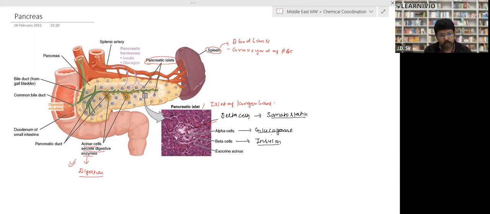Beta cells secrete insulin. It converts glucose into glycogen in liver and muscles. Let's stop.